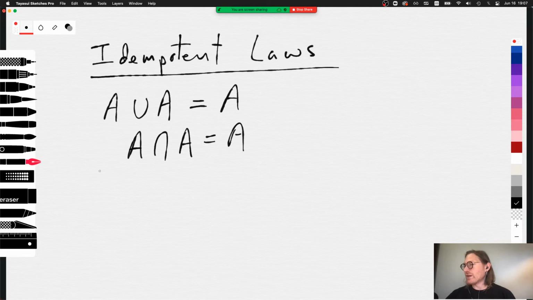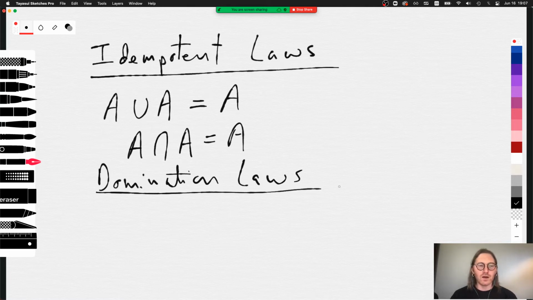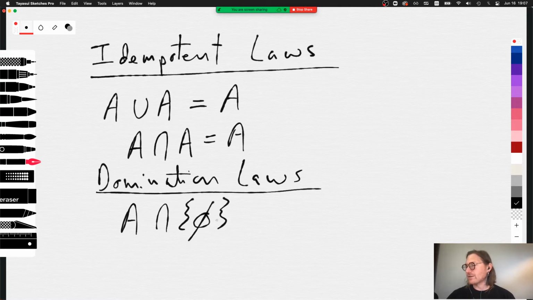So those are idempotent, and then we have these ideas of domination. So we've got a couple domination laws. And I introduced these actually yesterday, but I didn't name them as such. So if we intersect any set with the null set, which we can represent like that or like that, either way, we're going to get the null set, right? A intersected with something that doesn't have anything is going to be nothing. It's not going to have any elements.